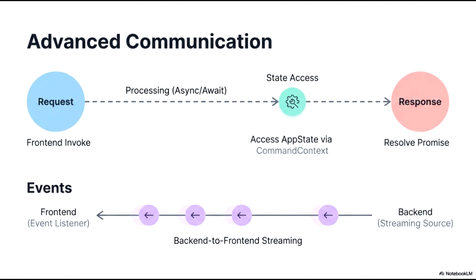Moving to the bottom section, we have events, which facilitate backend to front-end streaming. In this model, the backend serves as a continuous streaming source, pushing data packets or notifications to the front-end. The front-end operates as an event listener, allowing the application to react dynamically to backend updates without the need for a direct request. This dual model approach provides the flexibility needed for both immediate command execution and real-time state synchronization.